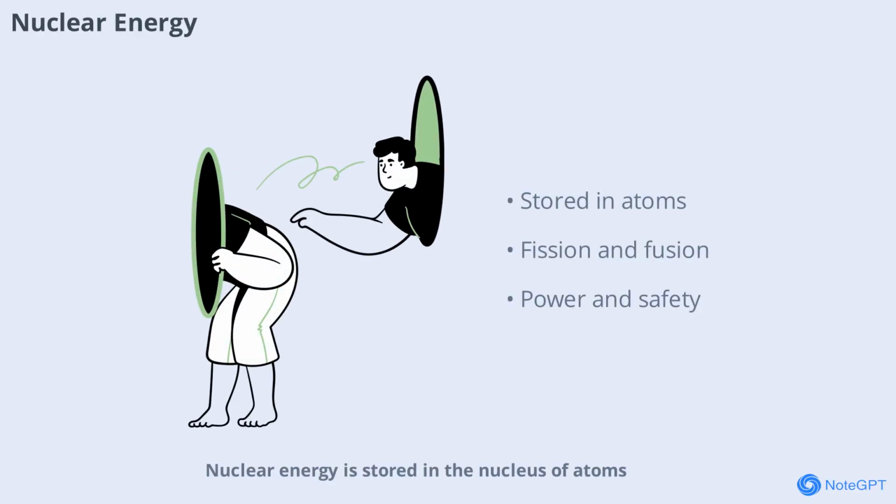Nuclear energy is stored in the nucleus of atoms. It's released during nuclear reactions such as fission and fusion. This energy powers nuclear plants and the sun. While nuclear energy can produce large amounts of power, it also raises concerns about safety and waste. Understanding nuclear energy is important for discussions about future energy sources.